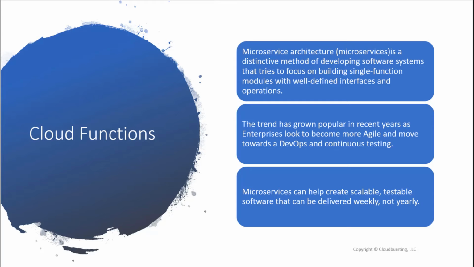But generally, what is a microservice? A microservice is an architecture that enables you to develop software that is really built in single functions. And what that means is instead of typically building an application with all the services and programming all in one encompassing application, you're developing a lot of mini services that are independent of each other.